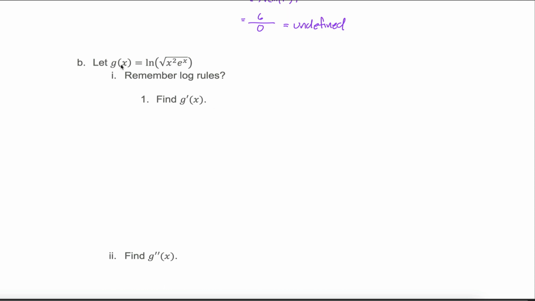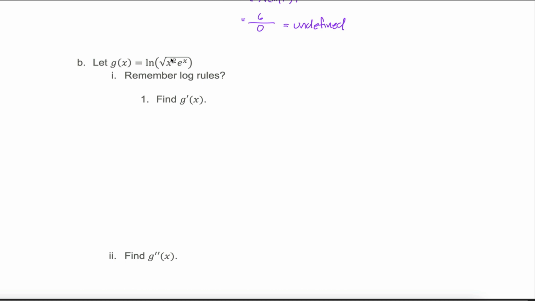Suppose I have this function g of x. It's equal to the natural log of the square root of x squared e to the x. Maybe you can see we got all sorts of chain rule going on here. If we had to take the derivative of this, it'd be kind of a mess, right? Our outermost function would be the natural log. The next layer of function would be stuff to the 1/2 power for this square root sign.